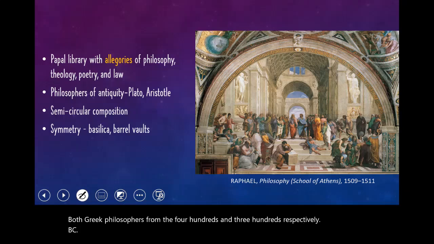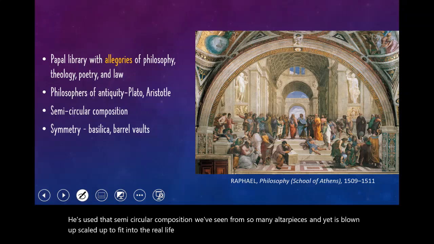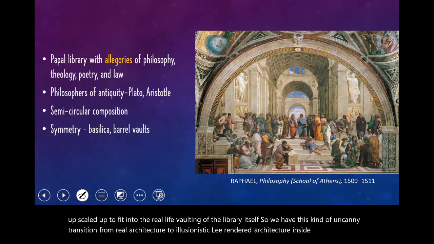He's used that semicircular composition we've seen from so many altarpieces, and yet it's blown up, scaled up to fit into the real life vaulting of the library itself. So we have this kind of uncanny transition from real architecture to illusionistically rendered architecture inside the fresco. A very conscious choice on Raphael's part.